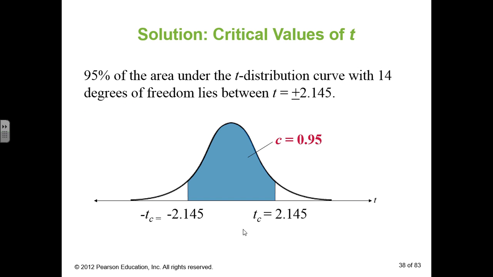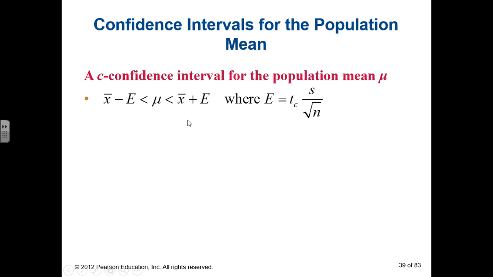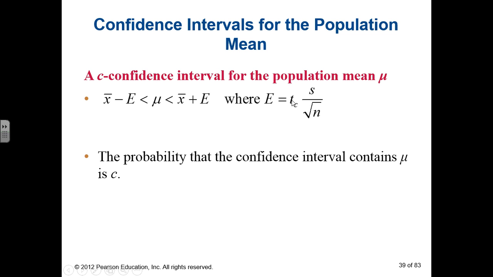All right, so the idea looks the same, right? We still have a confidence level of 95% here in the middle, and our critical values are symmetric about 0, so it's plus or minus 2.145. The formula for the margin of error is almost exactly the same margin of error formula we saw in 6.1, except the critical value is now a t_c instead of a z_c. And other than that, we find it the exact same way.